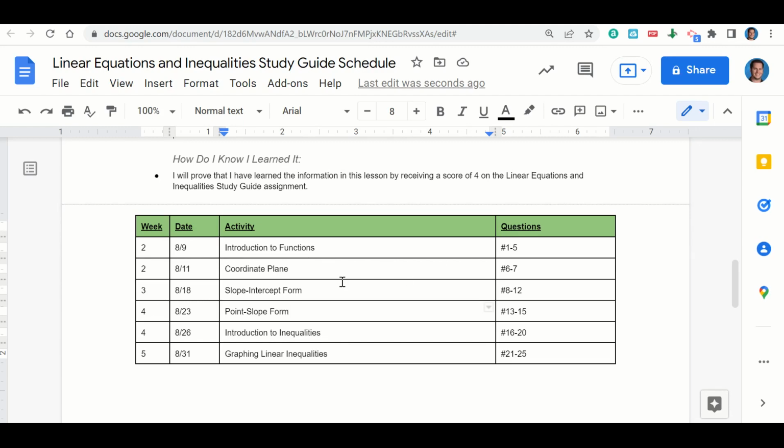and 7. By the 18th of August, you should be able to complete the slope-intercept form questions, which is questions 8 through 12. By the 23rd of August, you should be able to complete the point-slope form questions, which are questions 13 through 15. By the 26th of August, you should be able to complete the Introduction to Inequalities questions, which are questions 16 through 20. And by August 31st, you should be able to complete the Graphing Linear Inequalities questions, which is questions 21 through 25.